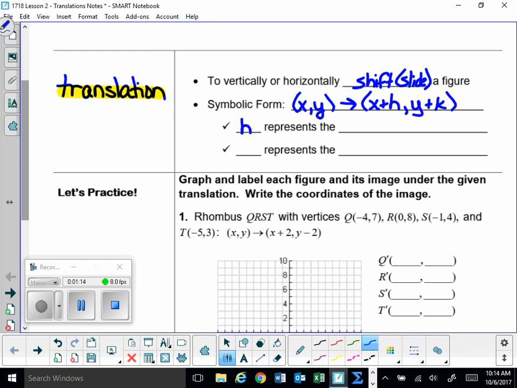So h represents your horizontal shift. If you go to the right, that's going to be positive. If you go to the left, it's going to be negative. K represents the vertical shift. If you go up, it's going to be positive. If you go down, it's going to be negative.